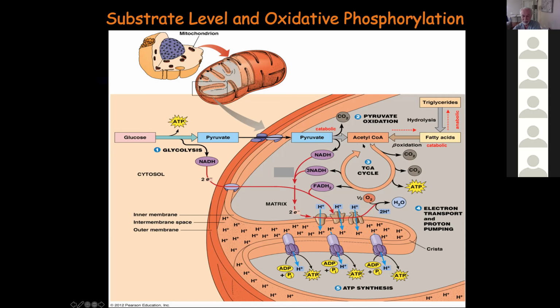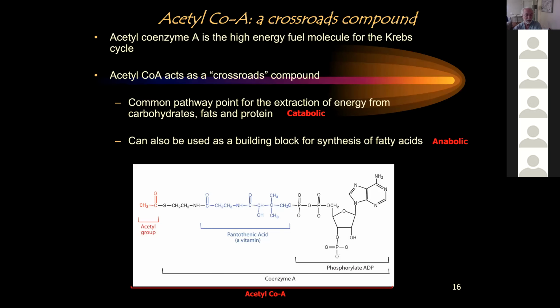We will talk in a bit about acetyl-CoA being a crossroads compound. It's a high energy fuel for the Krebs cycle. It acts as a crossroad compound. It's a common pathway point for the extraction of energy from food, from carbohydrates, fats, and proteins. And in that sense, it's catabolic. But it can also be used as a building block for the synthesis of fatty acids. And in that context, it's anabolic. So that's why it's called a crossroads compound. It can be either of these two processes.